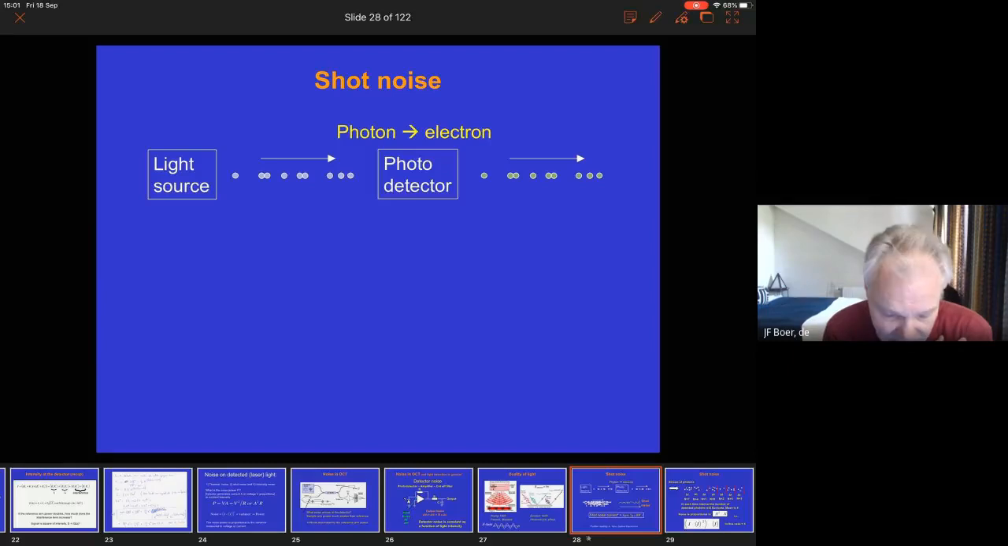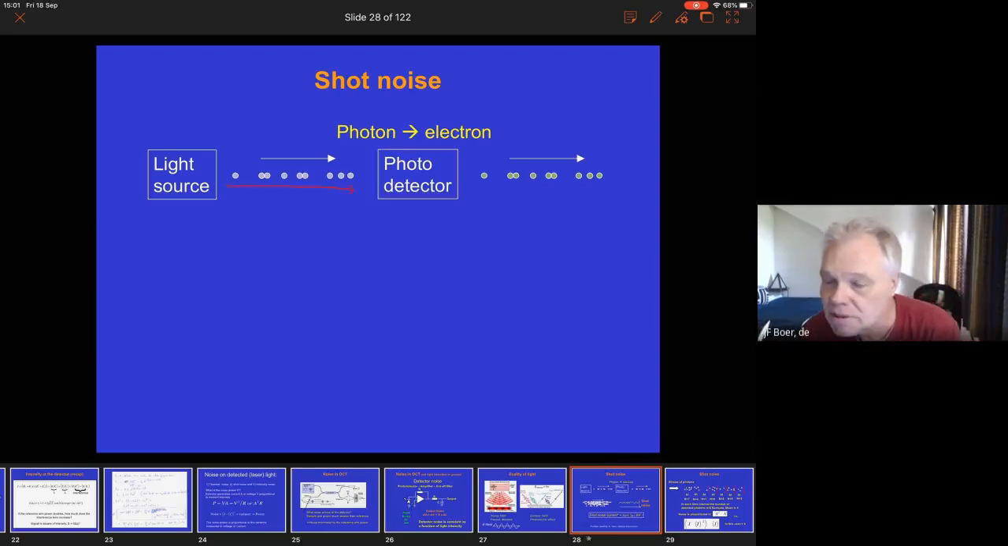Anyway, that principal property of light, that it is a particle, still plays a role when we look at the detection of light. Because we have a light source, we can describe it as a stream of waves, but also as a stream of particles that hits our photodetector. In our photodetector, the stream of light is converted to electrons. So you can see I have a stream of photons here, and if I assume that every photon leads to one electron being freed in my photodetector, it leads to this stream of electrons.